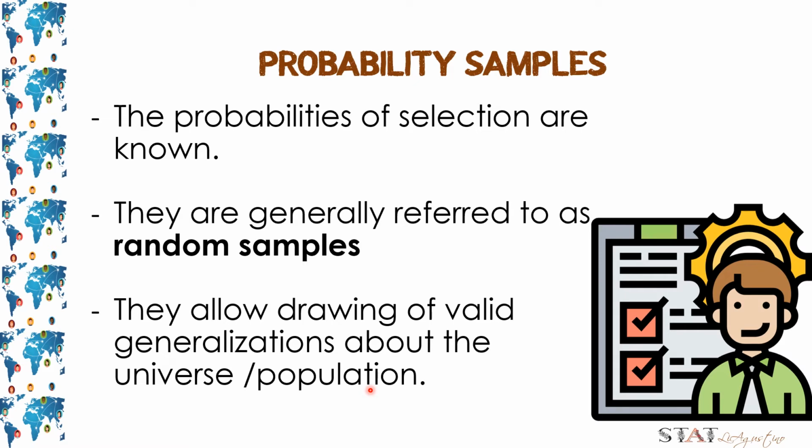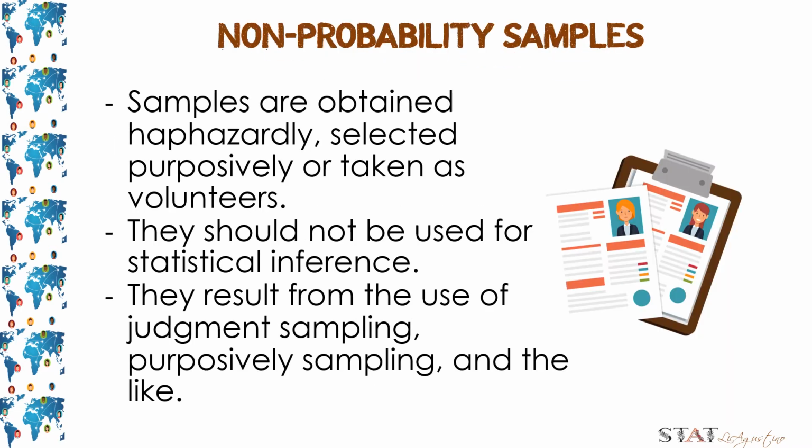Everyone has a chance to be selected. So that is the probability samples. And how about the non-probability samples? The samples are obtained haphazardly, selected purposively, or taken as volunteers, okay? And they should not be used for statistical inference. Again, this non-probability, they should not be used for statistical inference.